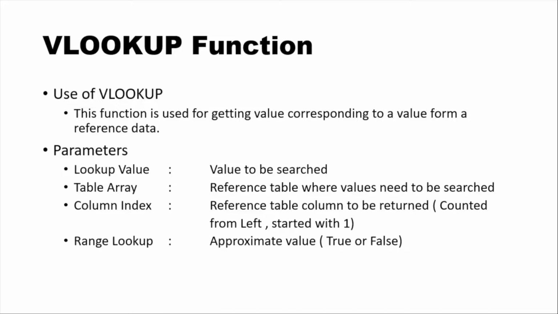It takes four parameters: lookup value, the value which needs to be searched; table array, the reference data where the values need to be picked up; column index, the reference table column to be returned by this function, which is counted as 1 from the left; and range lookup, a parameter which will determine whether the approximate value is acceptable or not. If you say true, then approximate value will be returned, otherwise it will not return the value.